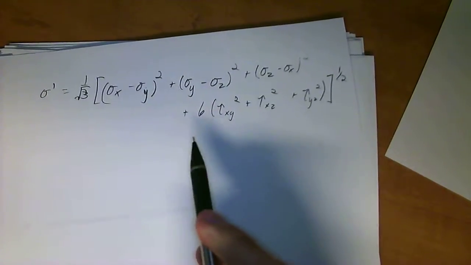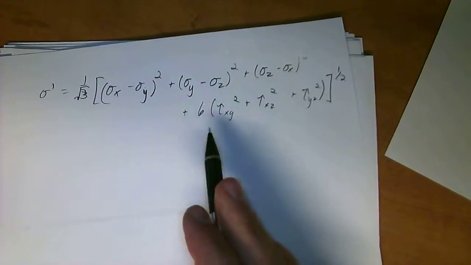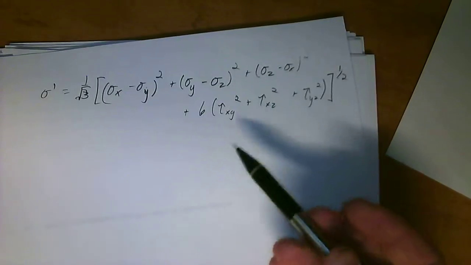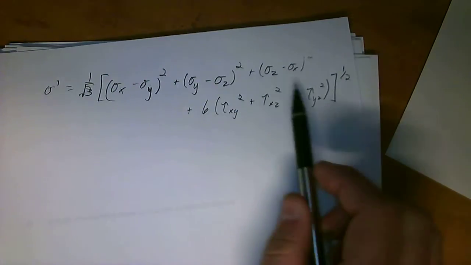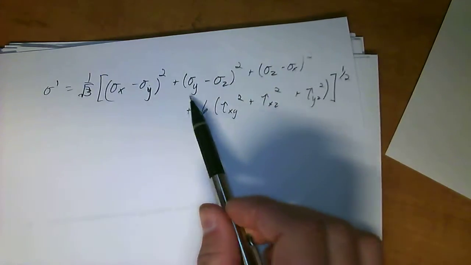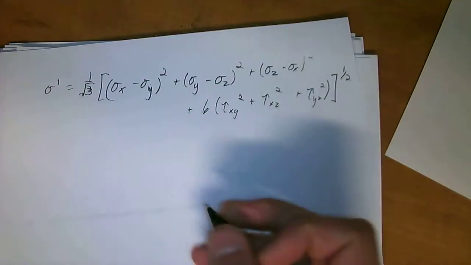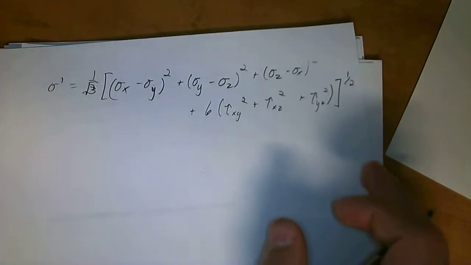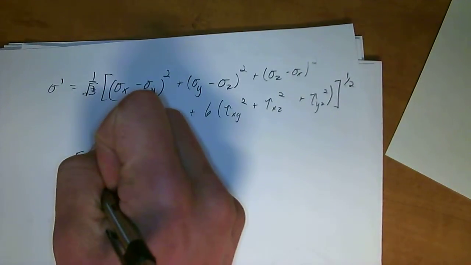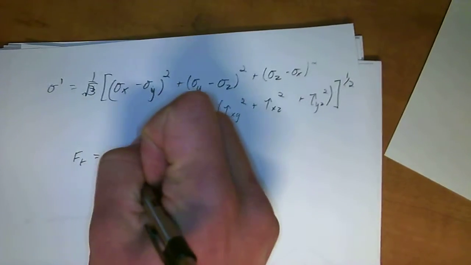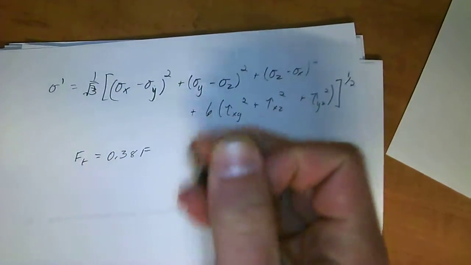So the three-dimensional von Mises that you have to use for screws is really long and nasty, basically. But because you have to find the stress in every single plane. So the zx plane, yz plane, and xy plane. So, going ahead and doing that, finding Ft. Ft is equal to 0.38 times F.